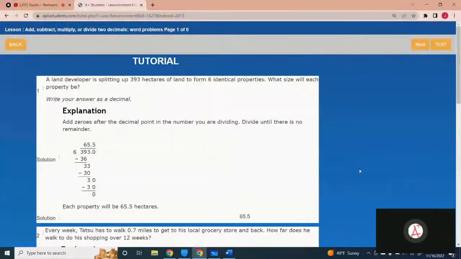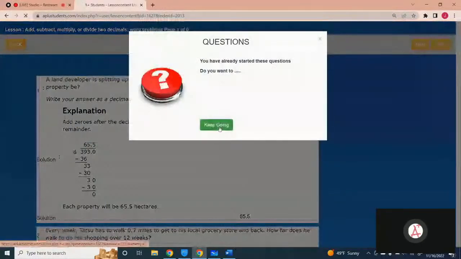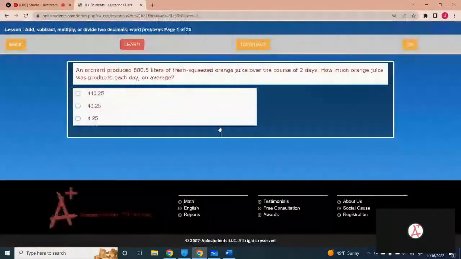Let's start with the test, because you already know how to solve, you can just look at the solved questions. So let's start with the first one. Okay, an orchard produced 80.5 liters of fresh squeezed orange juice over the course of 2 days. How much orange juice was produced each day on average? So 80.5 is the total juice that would be squeezed in 2 days. You have to calculate the orange juice that is squeezed on just 1 day.